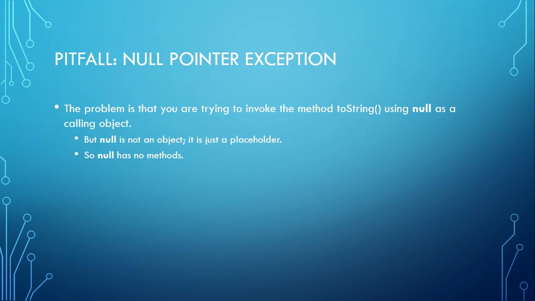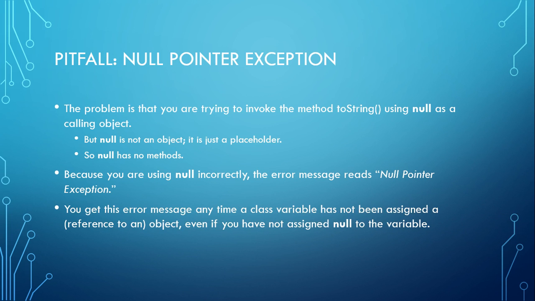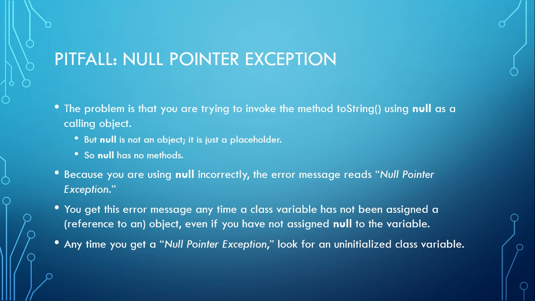And then, like I said, this is the problem. It's like you're trying to call toString using null as a calling object, but again, null is not an object, just a placeholder. So null has no methods which can be used on it. Now, because we're using null incorrectly in this case, the error message will read null pointer exception. You get this error message anytime a class variable has not been assigned a reference to an object, even if you have not assigned null to the variable. Anytime you get a null pointer exception, look for an uninitialized class variable.